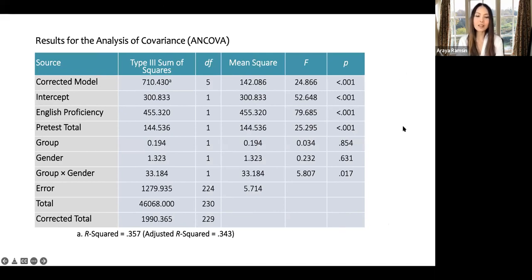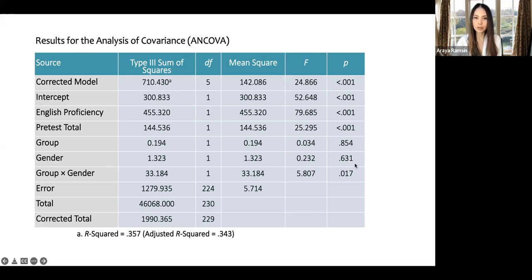Here is the result of the second analysis of covariance, or ANCOVA. So I did it 2 times. Here, a test of between-subject effects indicated that group and gender did not have statistically significant effects on the post-test scores. The p-value for the group was 0.854. So the 2 groups are not statistically significant. And also for gender, male and female, the p-value was 0.6331.